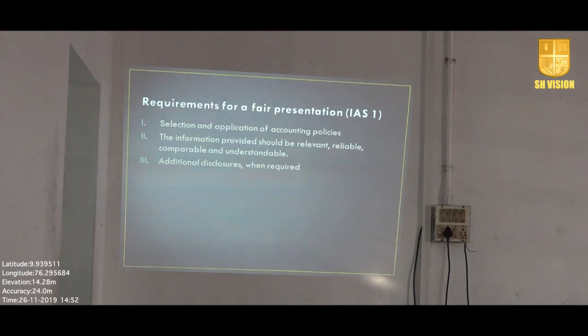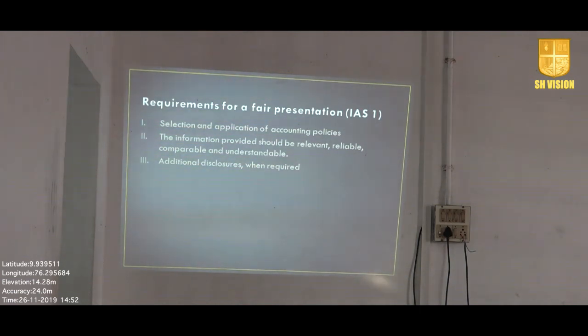So the first one is selection and application of accounting policies. There are so many accounting policies. According to the situation, we need to adopt any one among them. So that is one of the major requirements. The second is that information provided should be relevant. Only quantifiable data are expressed in financial statements, not qualifiable data. They are quantifiable data, data in numbers.